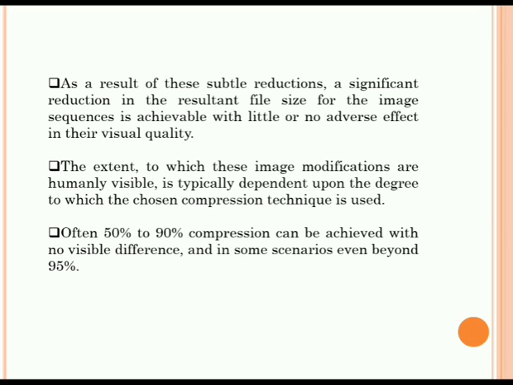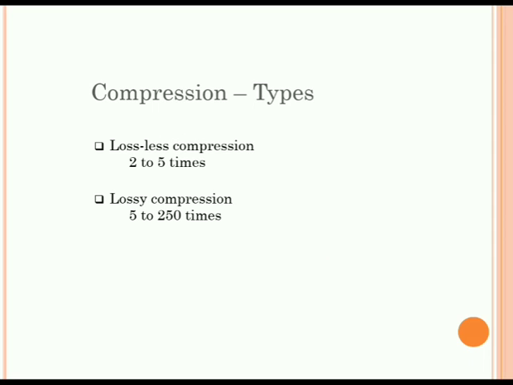Often 50% to 90% of compression can be achieved with no visual differences, and in some scenarios even beyond 95%. Means we can compress a particular image or video 50 to 90%, and some images can be reduced to 95% also. This is nothing but the video compression technique, or the processes we are doing in video compression. Now let us see the types of video compression.